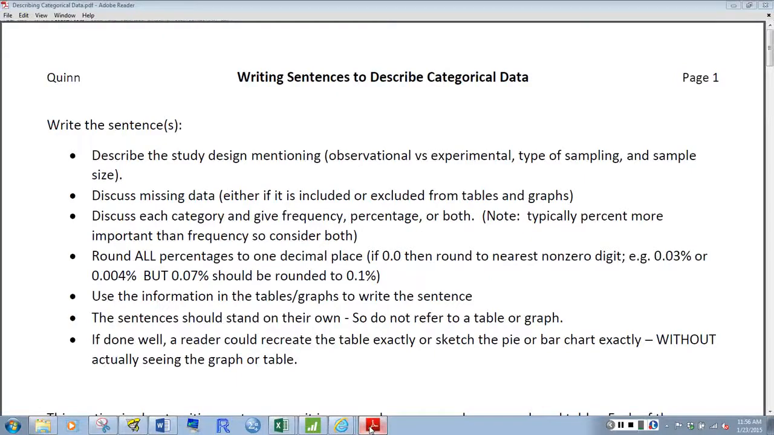Okay, this section of the videos is about how to actually write the sentences to describe categorical data. At this point, I think you should know how to do a table and how to do a graph for categorical data, so that's pie charts, bar charts, and frequency tables. I'm going to assume that to start with.